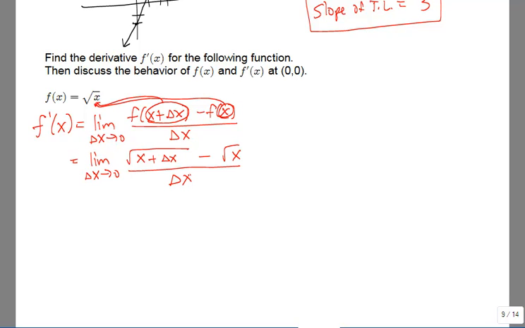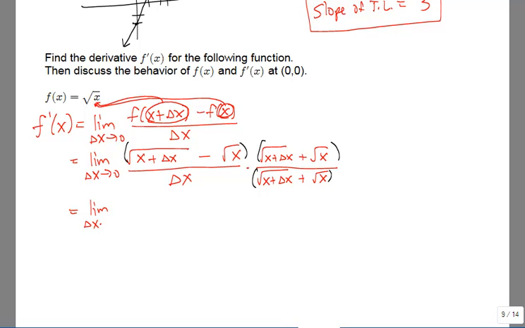Now we've done one like this already today. If you have a limit that is involving some radicals, then usually a good strategy to use is that conjugate. So what we're going to multiply this by is the conjugate of the numerator, which is square root of x plus delta x plus square root of x. And we have to multiply by that on the top and on the bottom to keep it balanced. And I'm going to put in my parentheses to reinforce that I need to distribute or FOIL.